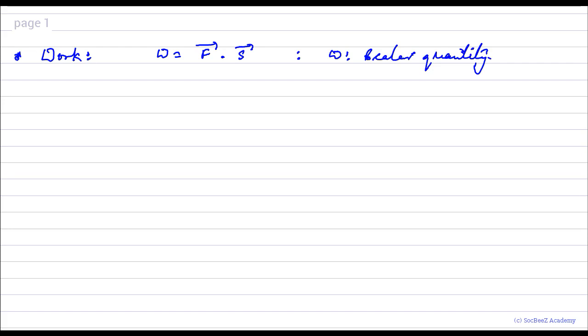Fine. Now for a variable force, I'll write total work as integral of F vector dotted with dS vector. This is for variable force.